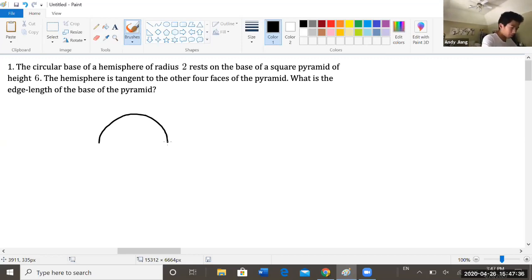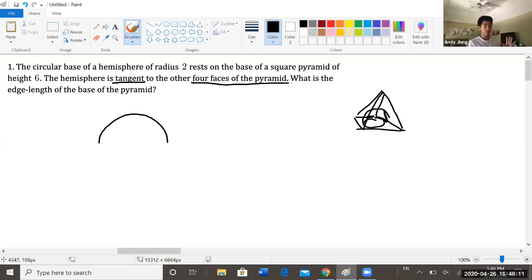So this square pyramid looks like that. Right. And this hemisphere is going to have its base over here and then touching those side lengths. So already this diagram is very, very confusing to look at. So you have to read the question and then look at what it's saying. So it says that this hemisphere is tangent to the other 4 faces of the pyramid.